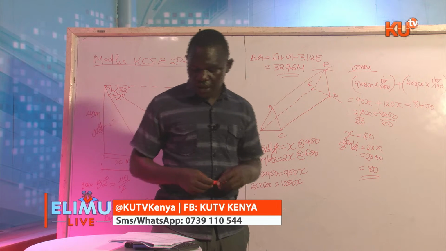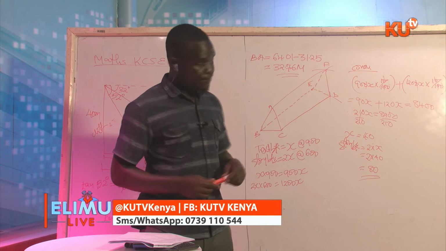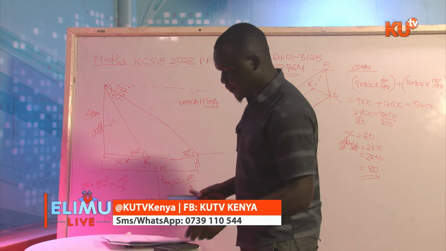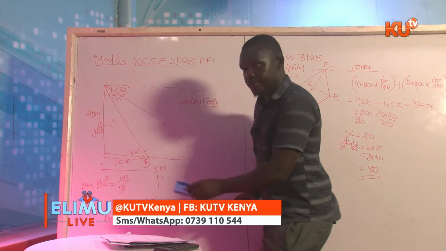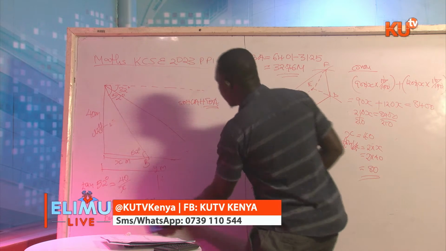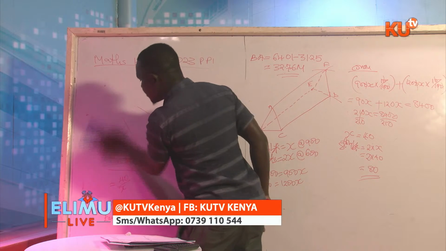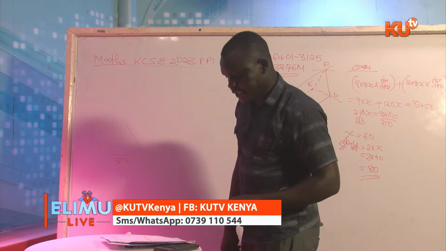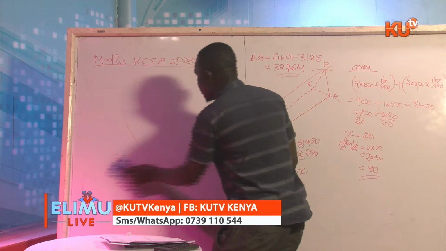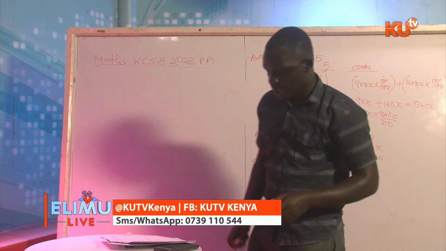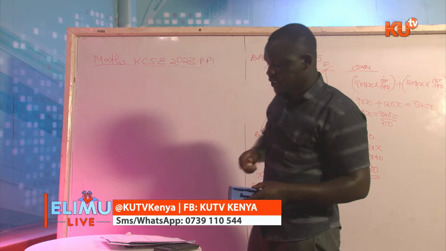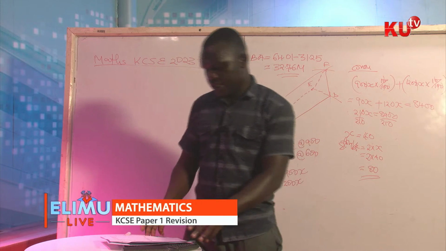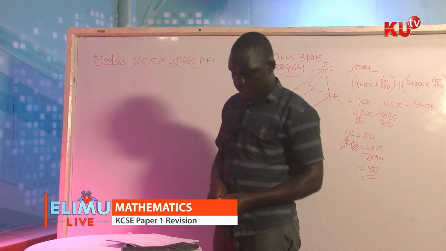Question number 11. The equation of a curve is given by y equals x squared. Using the trapezium rule with 4 strips, estimate the area enclosed by the curve y equals x squared, the lines x equals 1, x equals 5, and the x-axis. So you see that this is a question on Form 4 work.